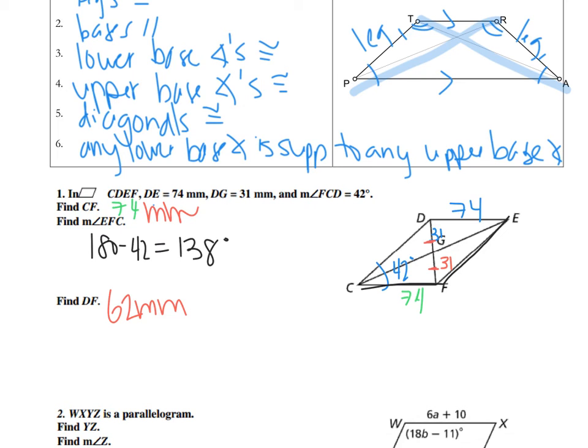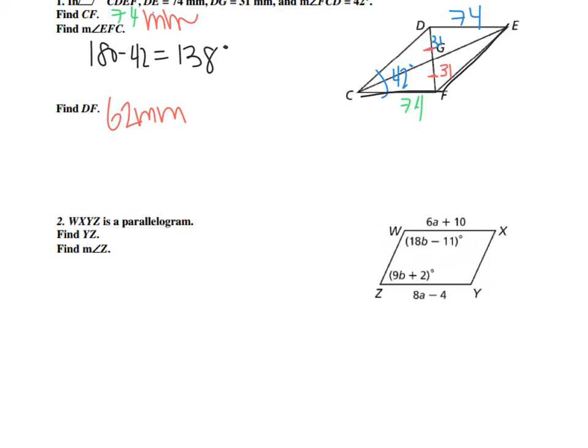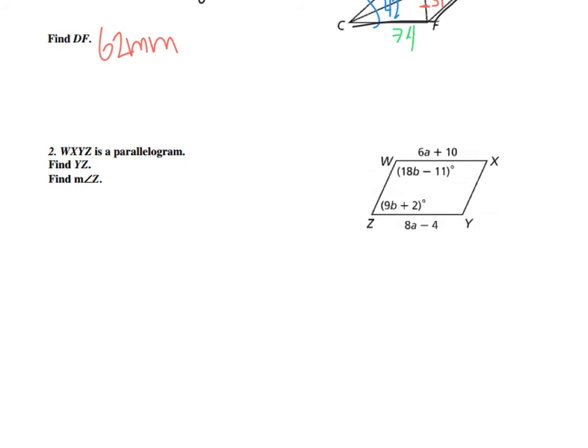All right, let's do the next one also. So it's a parallelogram. So if it's a parallelogram, we know that opposite sides are congruent. So 6a plus 10 equals 8a minus 4. So I get 2a to equal 14, a equals 7.